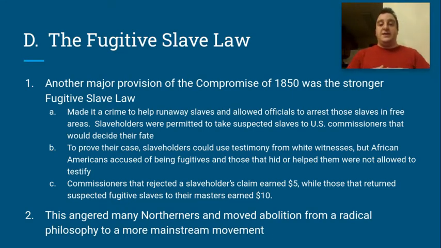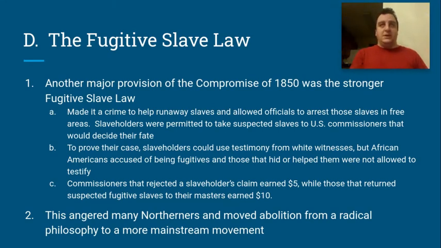So not only can they come into those areas, those free states, and arrest runaway slaves, it's a crime to help runaway slaves. So that's the first big part of it. The second big part of it is that slaveholders and slave owners can have witnesses and can have white witnesses. However, runaway African Americans cannot have anyone who has helped them, or they cannot testify themselves.